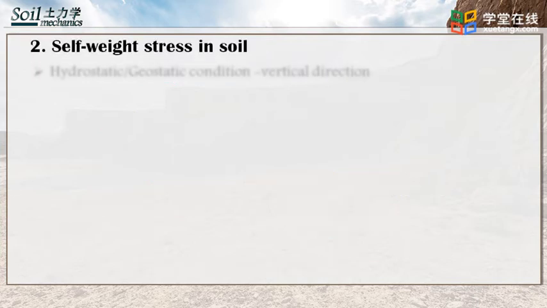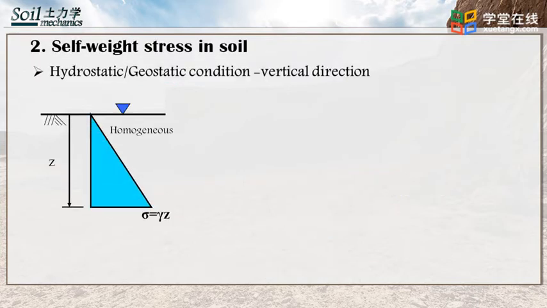The self-weight stress refers to the stress applied on the soil at a given horizontal plane due to the weight of soil above it, which equals the unit weight of soil times the depth for the homogeneous soil, as the expression in equation 1.